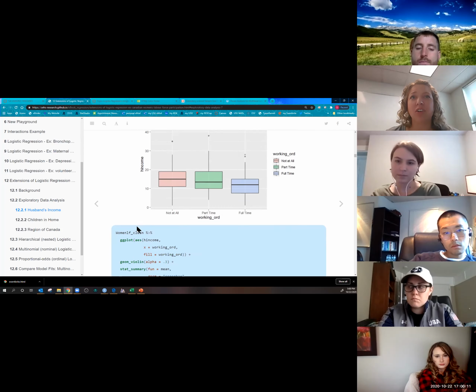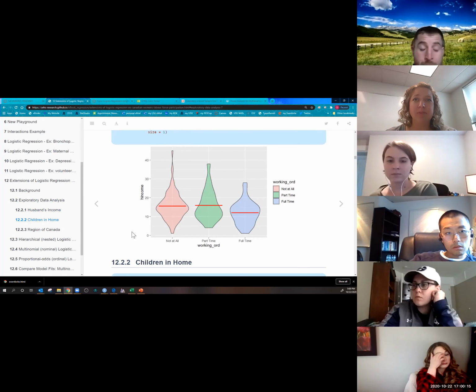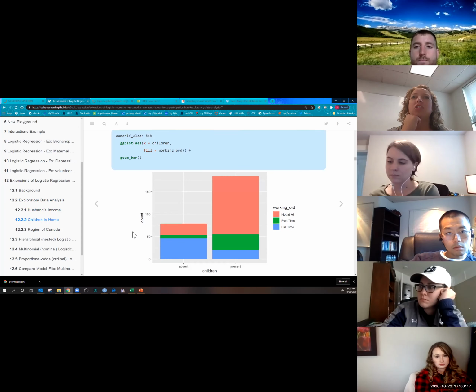So part of this is showing you different plots you can make. Here's a violin plot. If you ever need to make these, here's some example code for you. So here's children in the home.